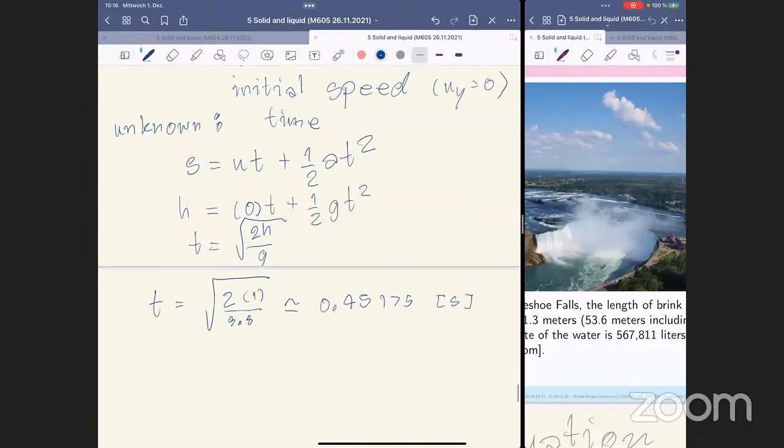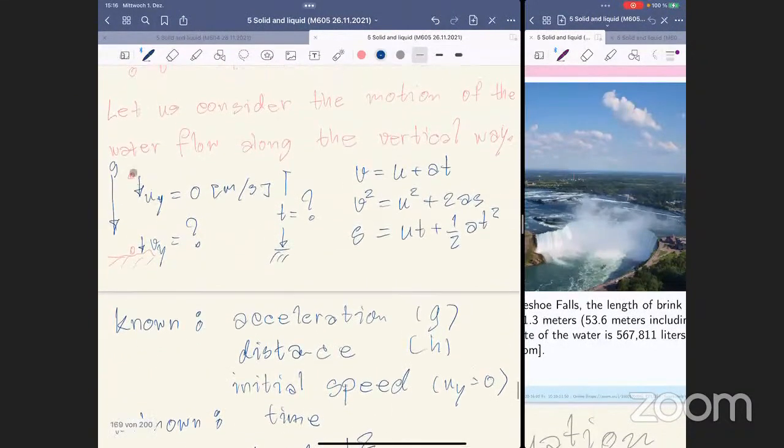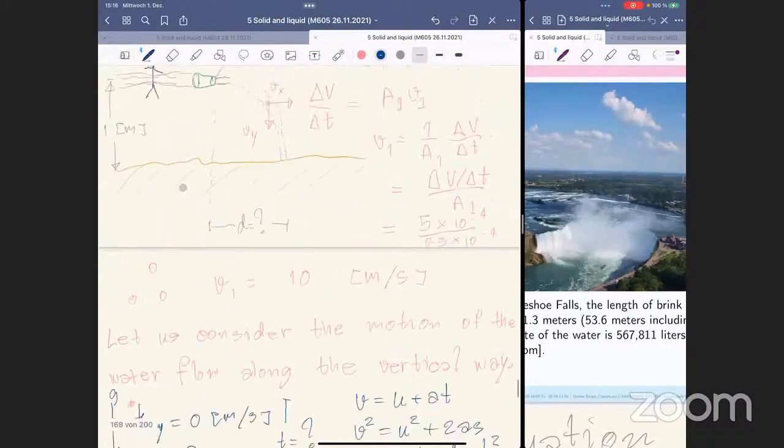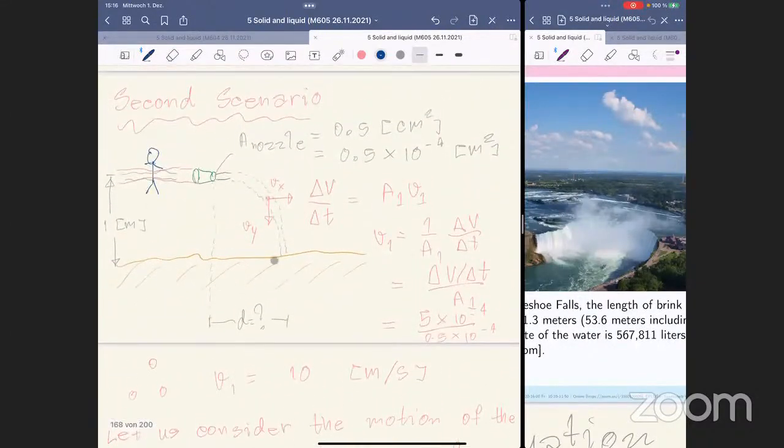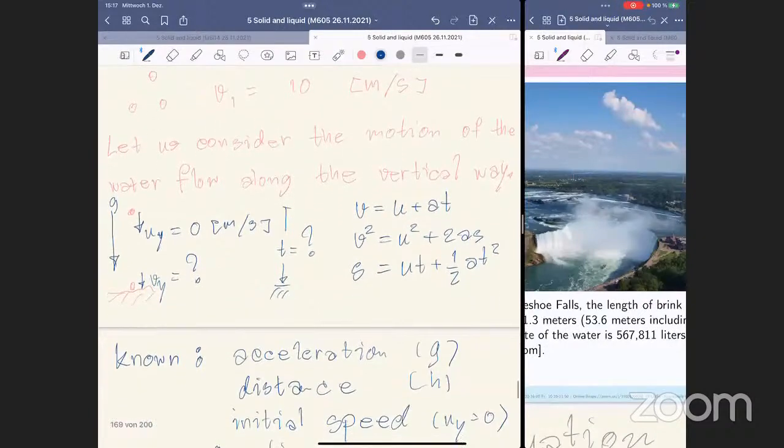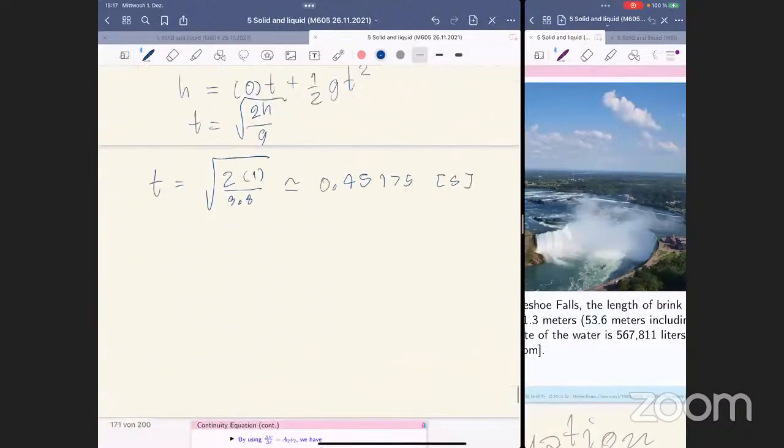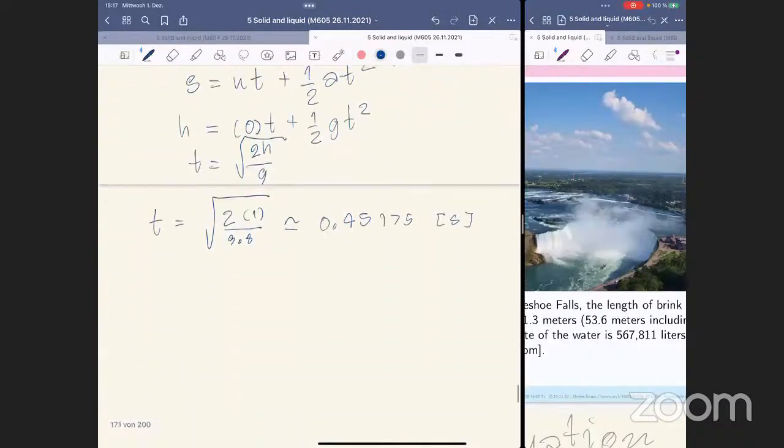The time that the water takes to reach the ground is approximately 0.45 seconds. That's the motion along the y-axis, but it's not what we want. We want to find the distance from the starting point in the horizontal way. So now let's consider the motion of the water flow along the horizontal way.